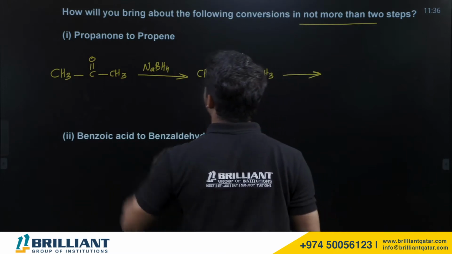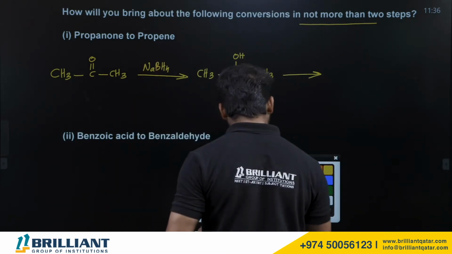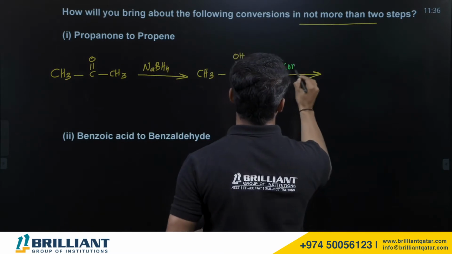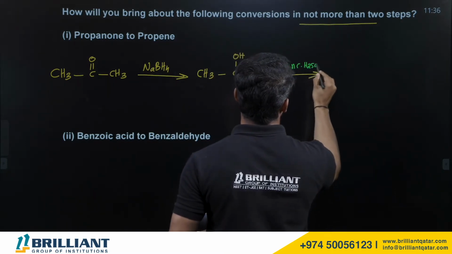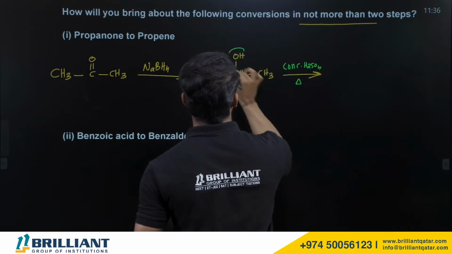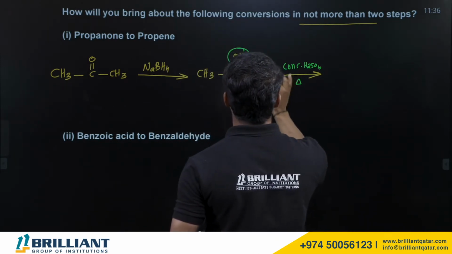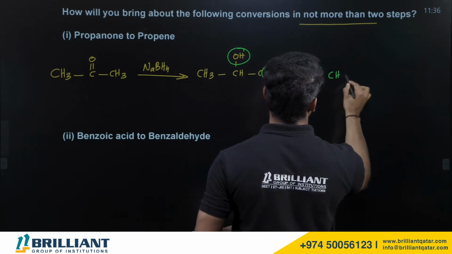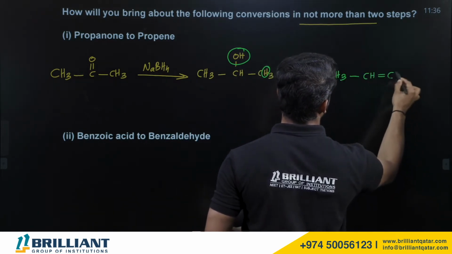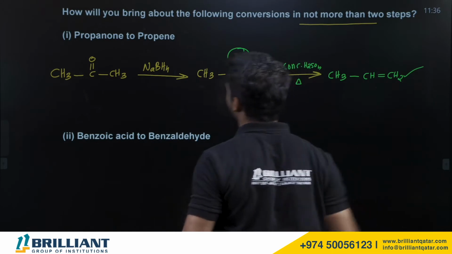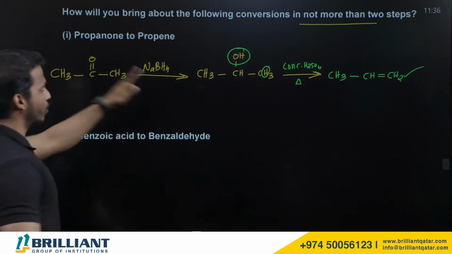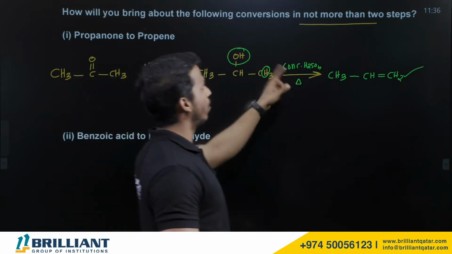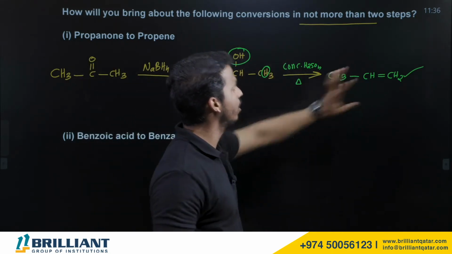Now I need propene. Propene means I need an alkene. If you want an alkene from alcohol, dehydration, right? We can treat it with concentrated sulfuric acid on heating. So OH is eliminated from one carbon, one hydrogen you take from the nearest carbon, and make a double bond here. So CH3CH=CH2. Yes, our compound is propene. So first ketone reduction to secondary alcohol, then dehydration to alkene.